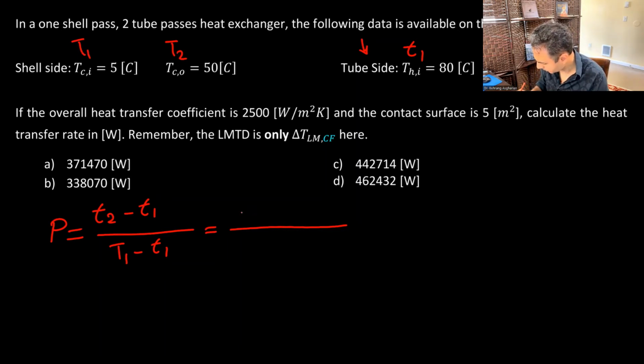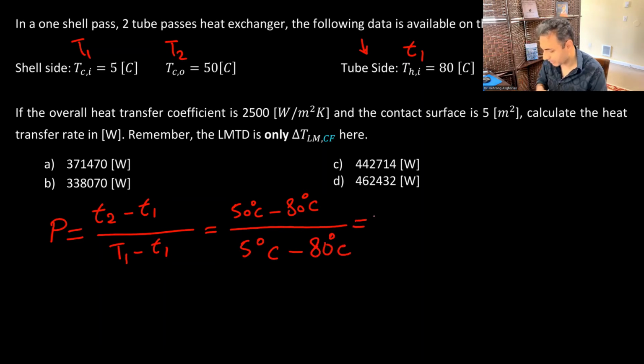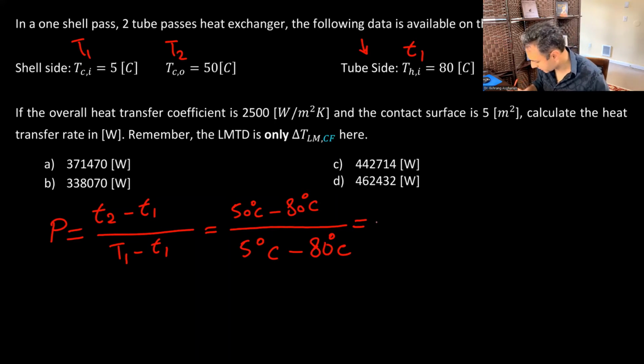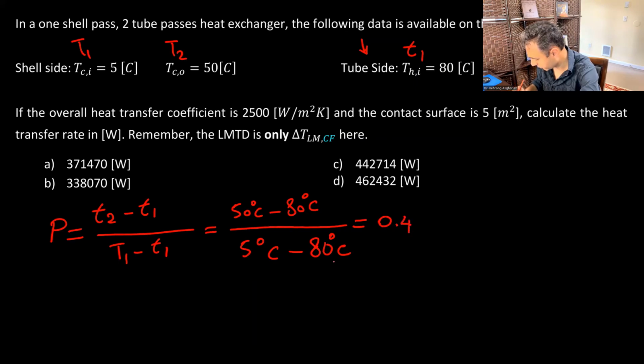Okay, cool. So t2 minus T1, that is 50 Celsius minus T1, that is 80 Celsius. Don't worry that it's going to be negative. Both numerator and denominator are going to be negative, so it's not a problem. Then t1 minus T1, what is t1? That is 5 Celsius, minus T1, that is 80 Celsius. You can pause this video and calculate this, and you realize that P turns out to be 0.4.